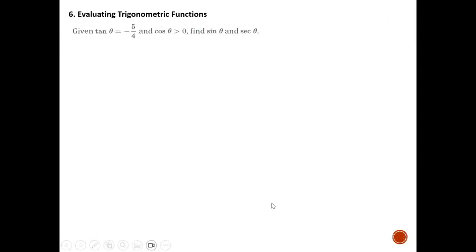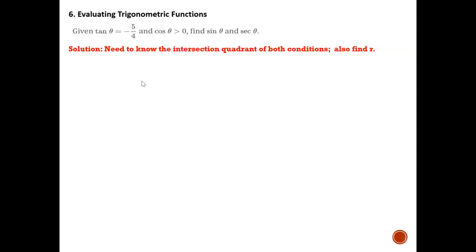Now number 6. It says evaluate trigonometric functions. Because here, guys, they give us 2 conditions, right? Condition 1 is that the tangent is going to be negative. Condition 2 is the cosine is positive. After that, guys, they want us to find the sine and the secant. Okay, so for the solution here, we have to find where the two conditions intersect, and also we need to find r. But first, we need to find where the two conditions intersect. That way, we know exactly where the solution is and what quadrant.